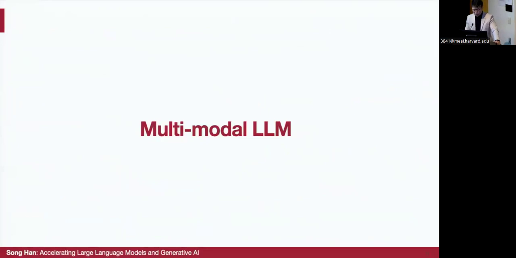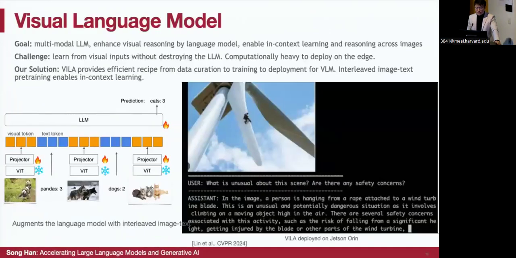Okay, now let's switch gears to talk about multimodal large language models. So what is multimodal? We want to handle not only text, not only language, but also vision tasks. We want to understand images. We want to understand videos. So this is an example.